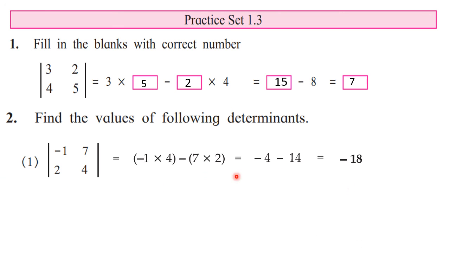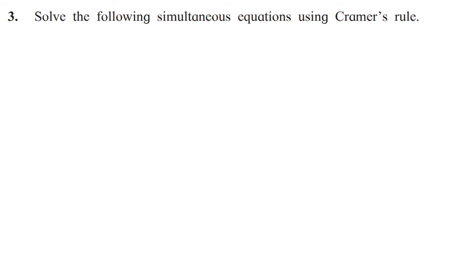So in this way you have to solve it. It's a 1 mark question. Then the third type of question based on this Cramer's rule is what? Solve the following simultaneous equations using Cramer's rule. So here the equations will be given.